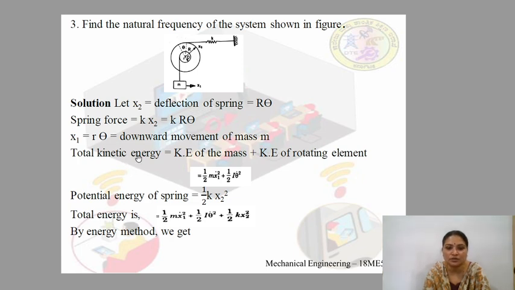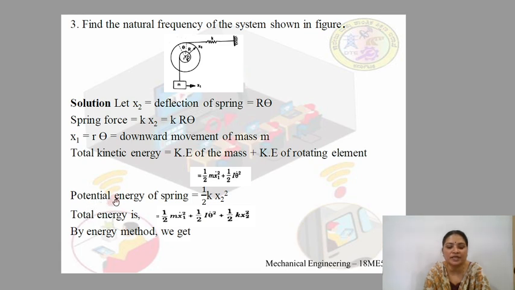So there are two displacements, so we can write the total kinetic energy as kinetic energy of the mass plus kinetic energy of the rotating element. Therefore, the kinetic energy of the mass will be half m v square, that is half m x1 dot square, plus the kinetic energy of the rotating element, which will be 1 by 2 I theta dot square.